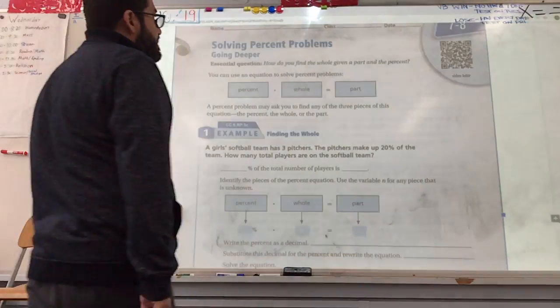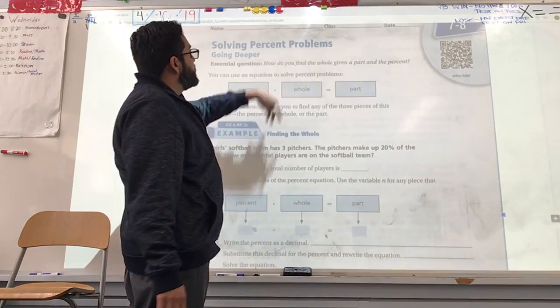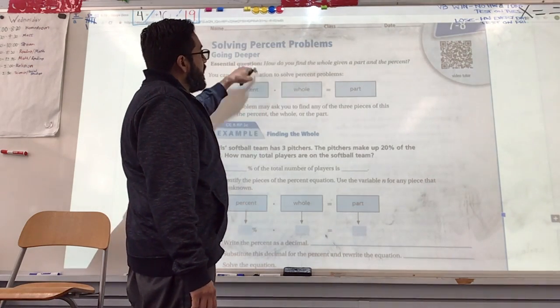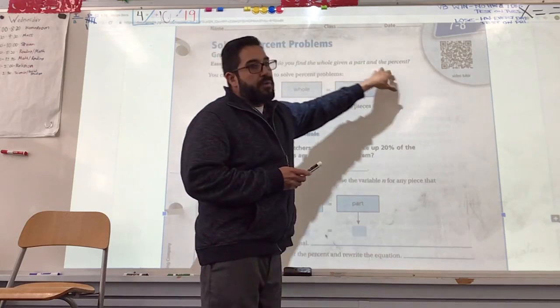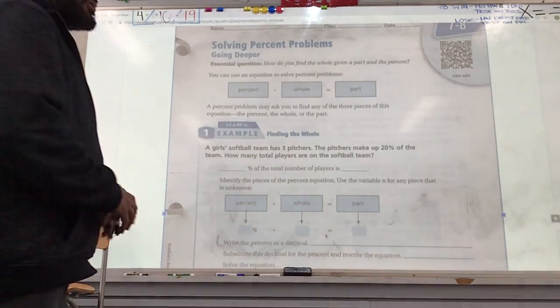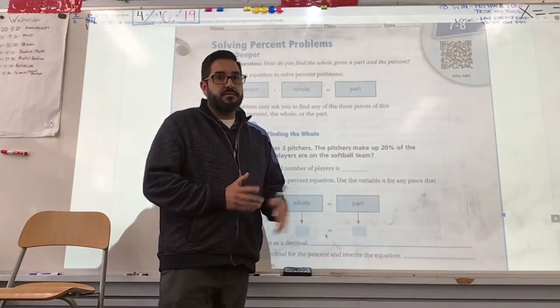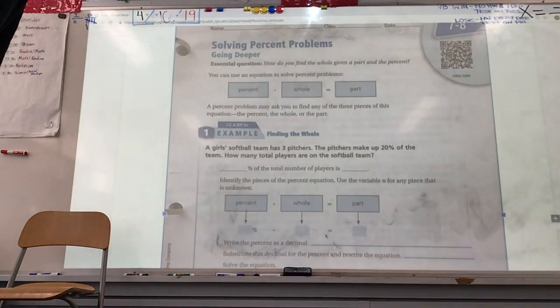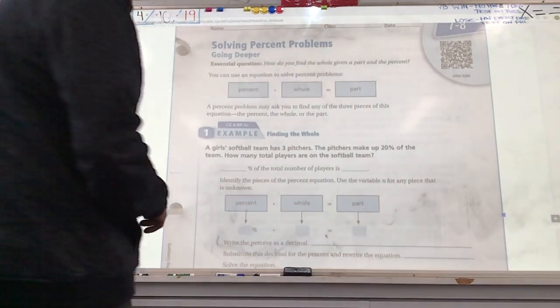And what we're going to be looking at today is how to solve percentage problems. How do you find the whole given a part and the percentage? So we'll be walking through that, and then we'll get you going on additional practice in problem solving. So don't worry, everything's going to be coming up sixth grade in a second.